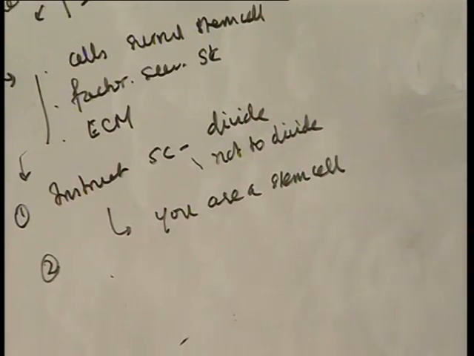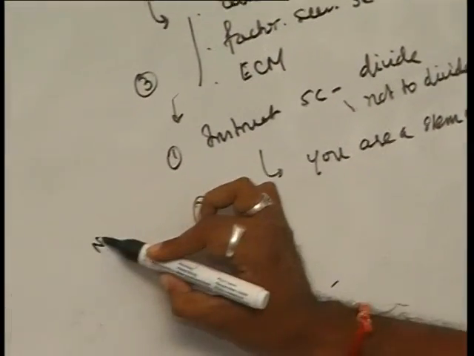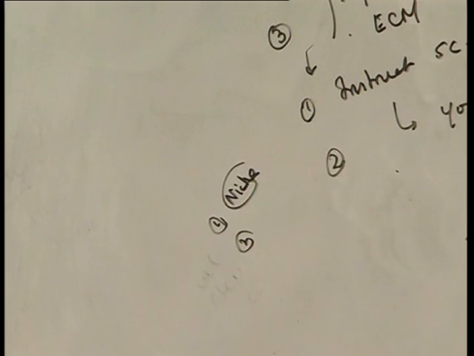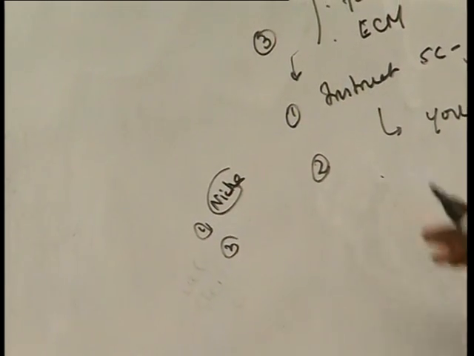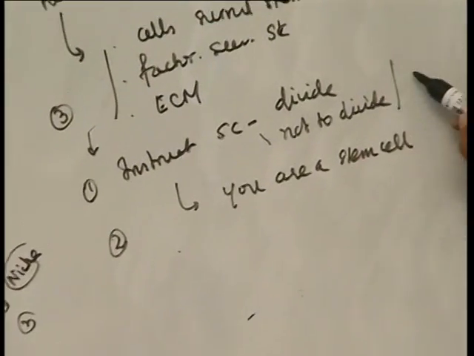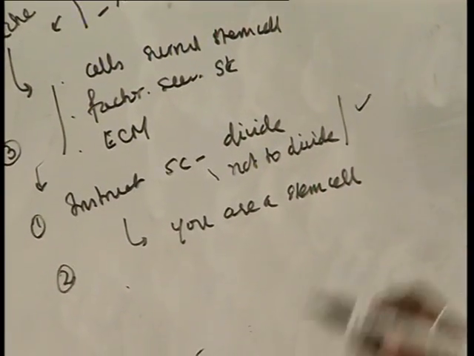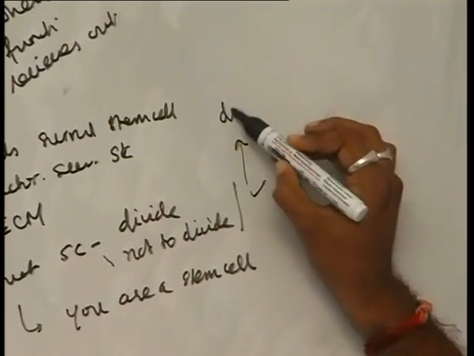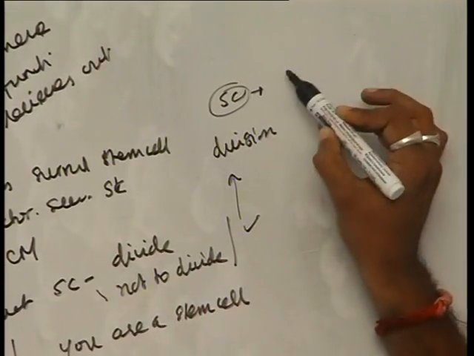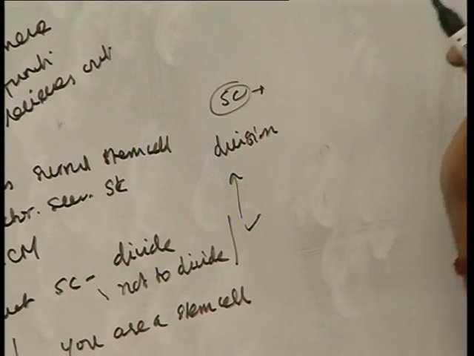In such cases, if you destroy a niche or you take the stem cell out of the niche, what will it do? First thing, it doesn't know what to do, whether to divide or not to divide. So ultimately it progresses to division, because it is a stem cell. A stem cell property is to multiply, so it will divide.